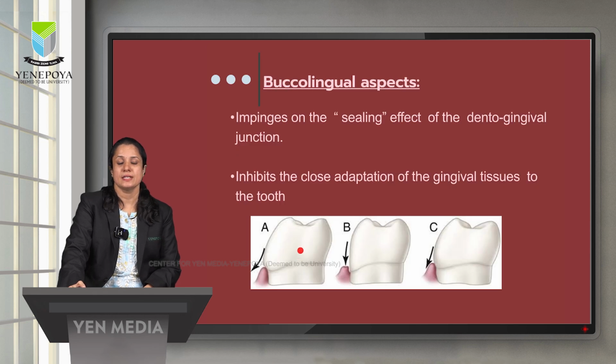So there are basically three types of scenarios that we can notice. In the first one, we have an over-contoured crown, and it impinges on the sealing effect of the dentogingival junction. And in the second scenario, that is scenario B, we have an under-contoured crown. Here it inhibits the close adaptation of the gingival tissues to the tooth, which will allow the accumulation of soft deposits in the gingival sulcular region, leading to gingival and periodontal issues. And here we have a normal or ideal crown where it is flush with the gingival tissues, and it allows the self-cleansing activity in the oral cavity.